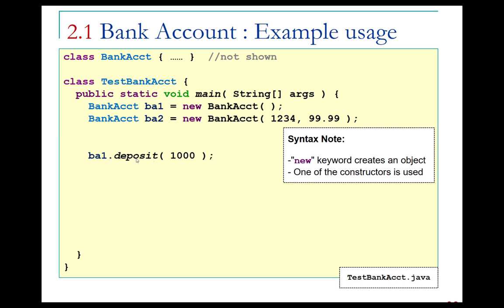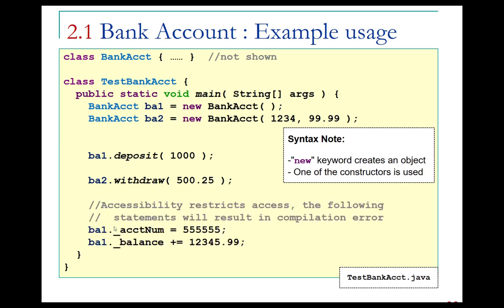So the bank account now has no account number but has a balance of 1000. Then if you do bank account 2 withdraw 500.25, but bank account 2 has only a balance of 99.99, this withdrawal will not work. So ba2, bank account 2, remains having the balance of 99.99.